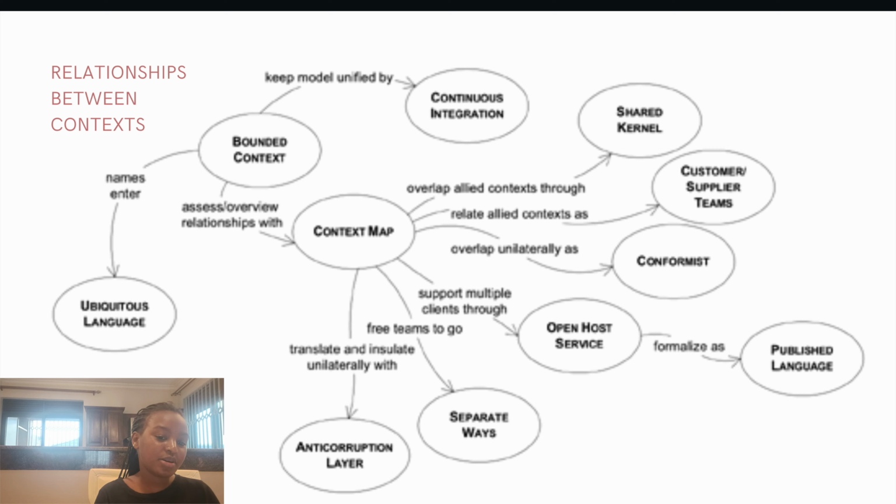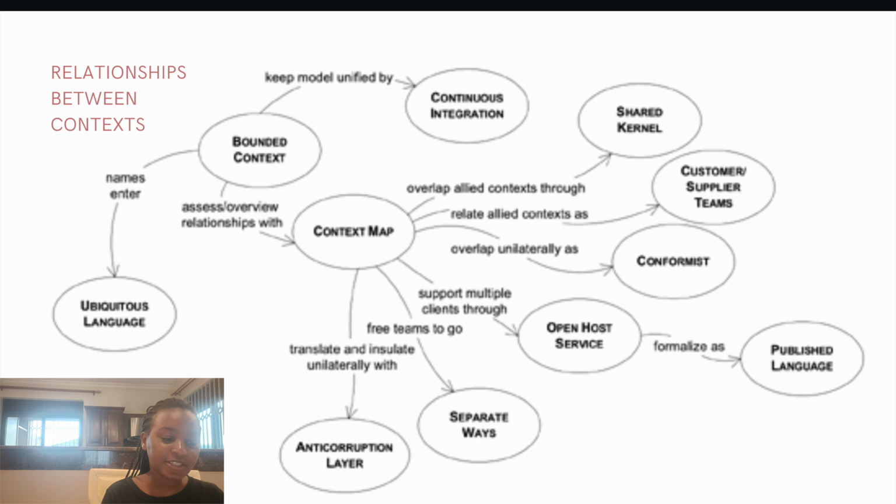So this other part really deals with the different context maps, the different ways different bounded contexts relate with each other. I've covered all these. Please check different videos on context maps and the different context integration, like context map methods. We have context map to anti-corruption layer. It translates and insulates unilaterally with anti-corruption layer. It frees teams to go separate ways.